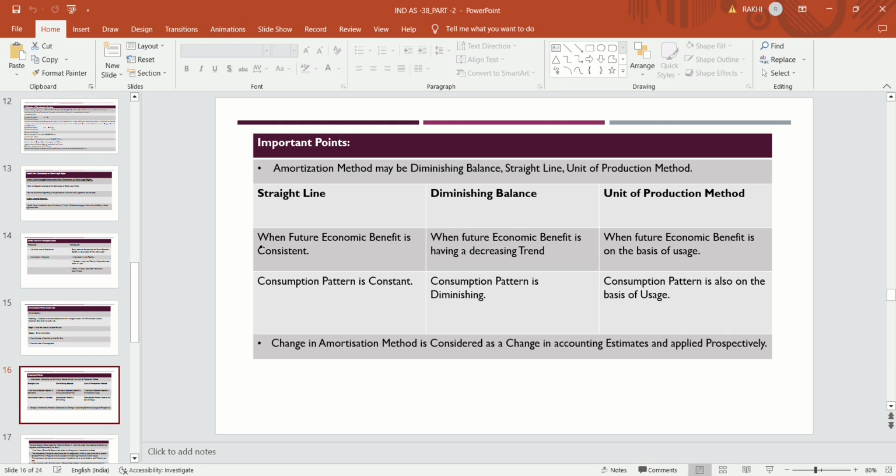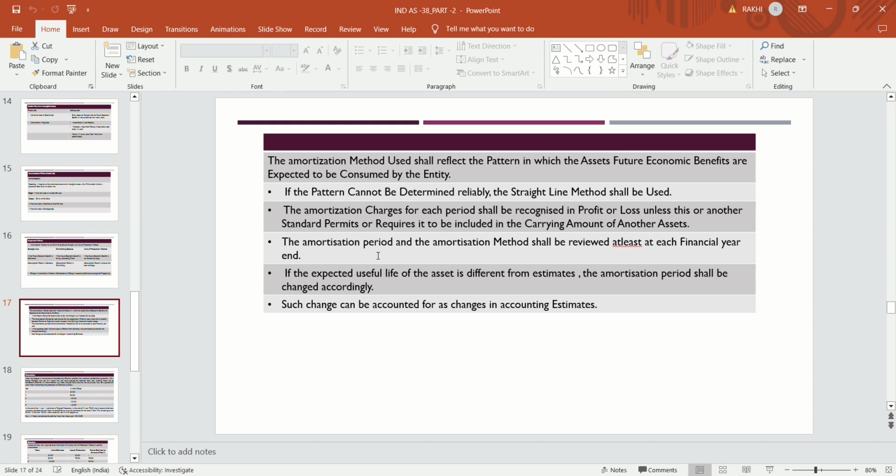Now, the amortization method used shall reflect the pattern in which the asset's future economic benefits are expected to be consumed by the entity. Means it reflects the pattern in which the future economic benefits are expected to be consumed by the entity. Accordingly, they will select the amortization method.